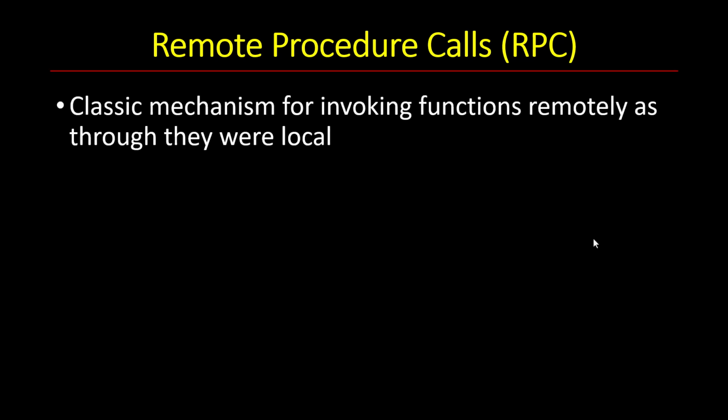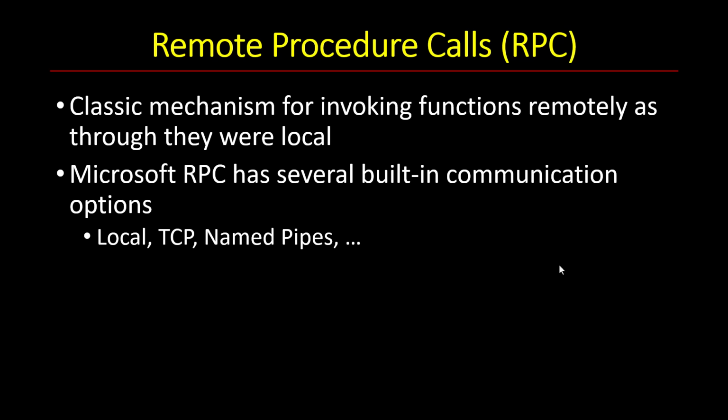Remote procedure calls is a very well-known and old mechanism whose idea is to simply allow us to run a function or execute a function remotely as easy as it is to execute a function locally, with some infrastructure taking care of all the details there. So the Microsoft RPC implementation has several built-in communication mechanisms, such as local using ALPC or advanced local procedure calls, using TCP and using named pipes as probably the more common options.